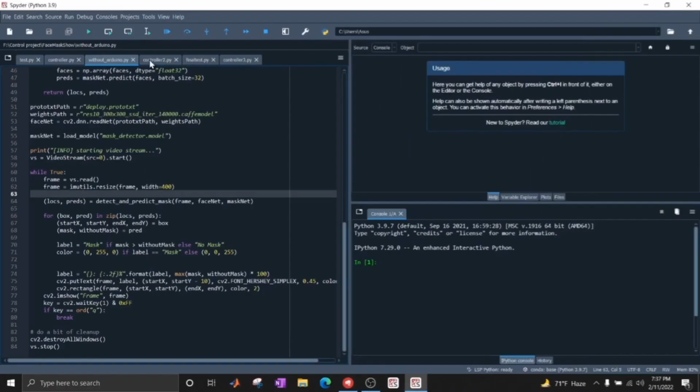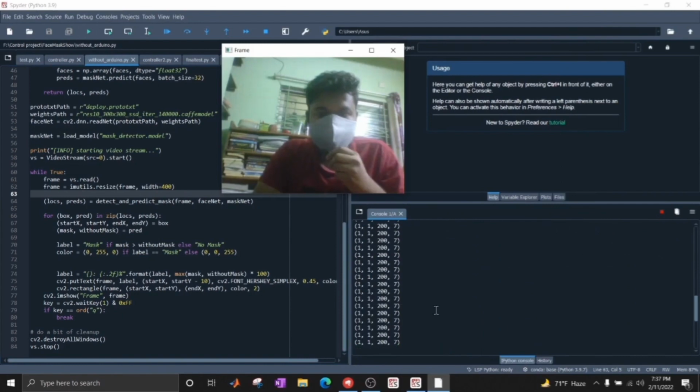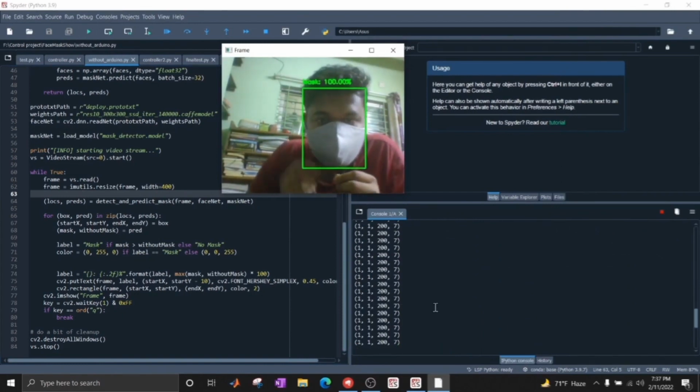So here we can see the code, and if we run the code, it shows that I am wearing a mask. If I now remove the mask, then it shows that I am not wearing the mask.